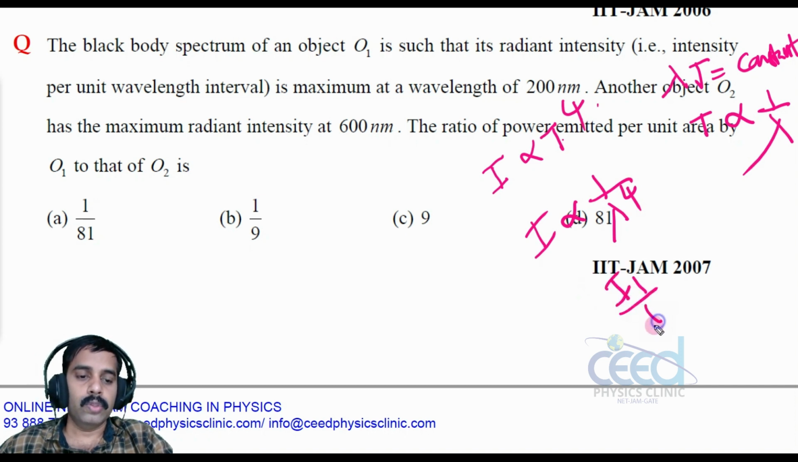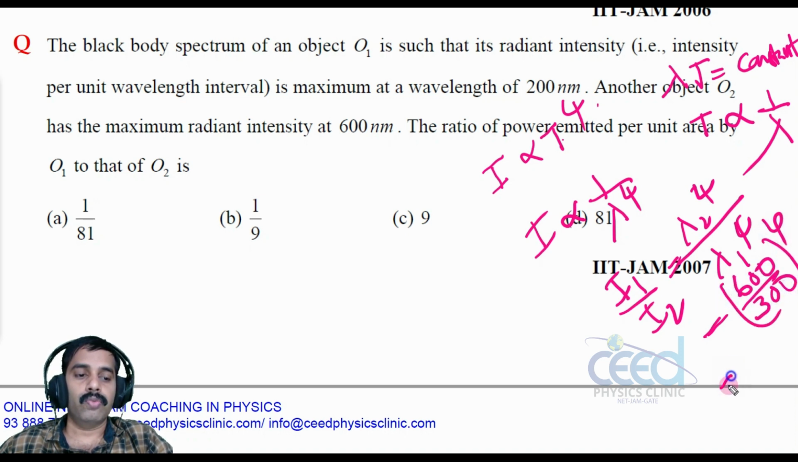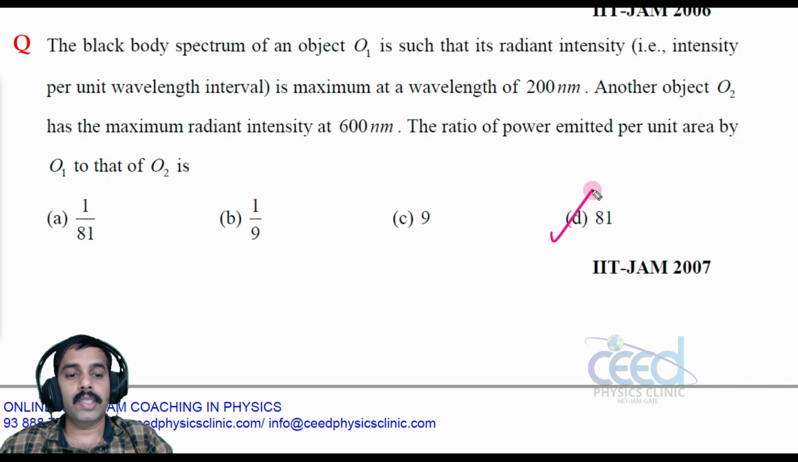I1 by I2 is equal to lambda 2 raised to 4 divided by lambda 1 raised to 4. The first wavelength is 300, the second wavelength is 600 nanometer, so 600 by 300 whole raised to 4, that is 2 raised to 4, right? 600 by 300 is 2, right? I'm sorry, it is 200. Okay, so 600 by 200 is 3, raised to 4, that is 81, right? So option D is correct. All right, option D is correct.